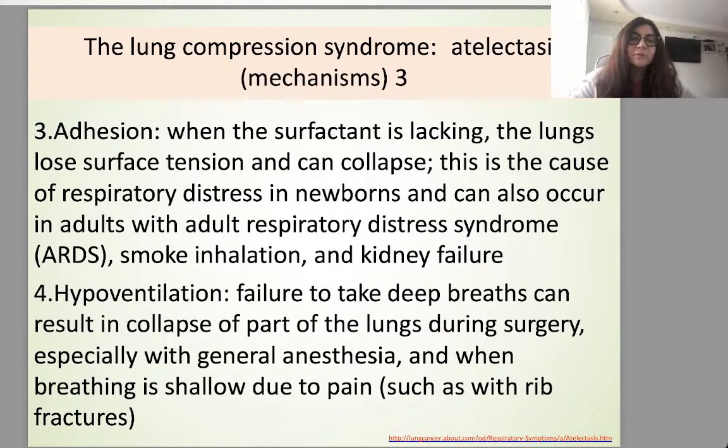The next mechanism, the fourth one, is hypoventilation. A failure to take a deep breath can result in collapse of part of the lungs during surgery, especially with general anesthesia, and also breathing shallowly due to pain, such as with rib fractures.